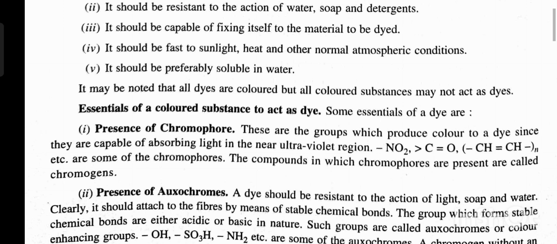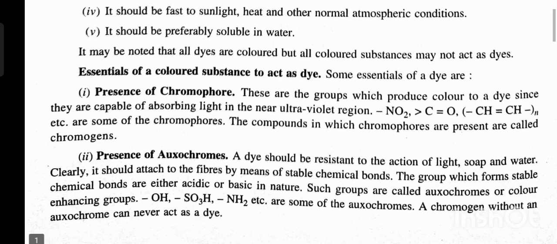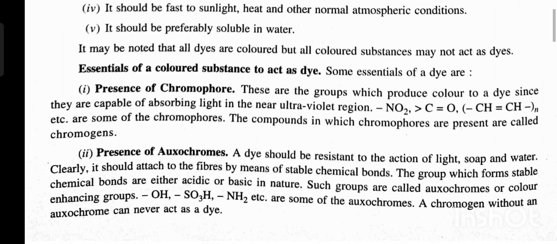Essentials of a colored substance to act as a dye. Some essentials of a dye are: first, presence of chromophores. They are the groups which produce color in a dye since they are capable of absorbing light in the near ultraviolet region. NO2, carbonyl group, etc. are some of the chromophores. The compounds in which chromophores are present are called chromogens.